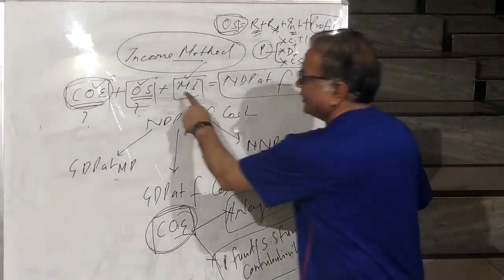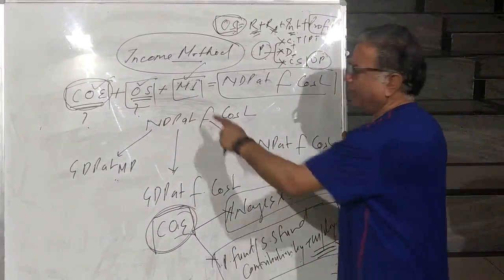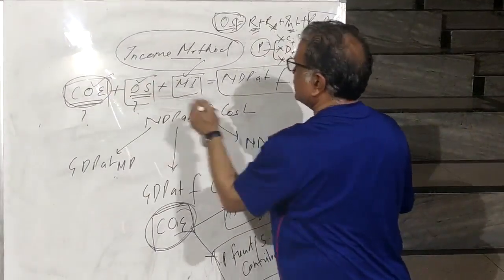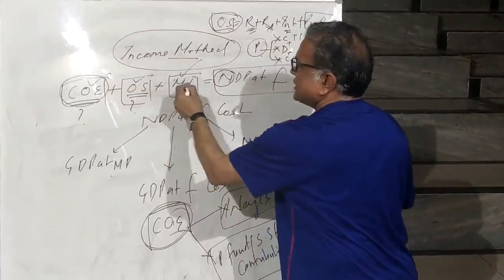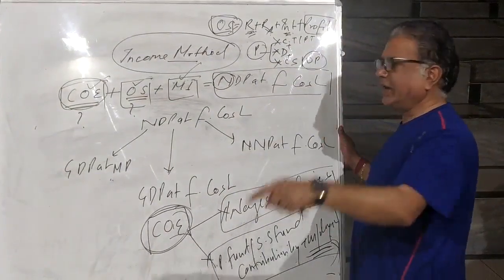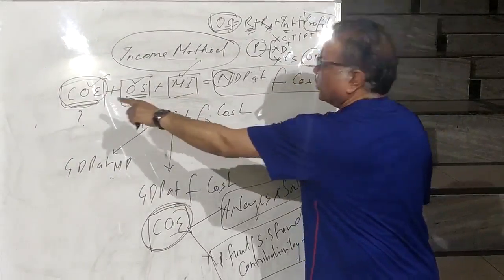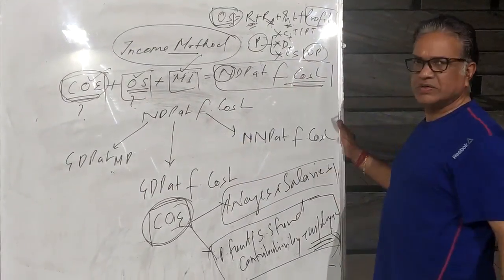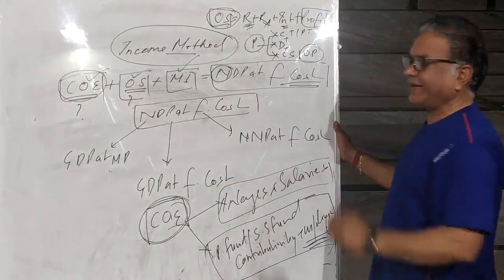Why? Because in this, is COE there? No. Among these, is depreciation there? No. So when you have not taken depreciation, what will you write? Net. Right? You have taken COE, OS, MI. Where is it generated? Within the country, that's why I call it domestic product. Have you taken net indirect tax? No. When you have not taken net indirect tax, what will you call it? Factor cost. And once you reach NDP at FC, then you can move to any aggregate.